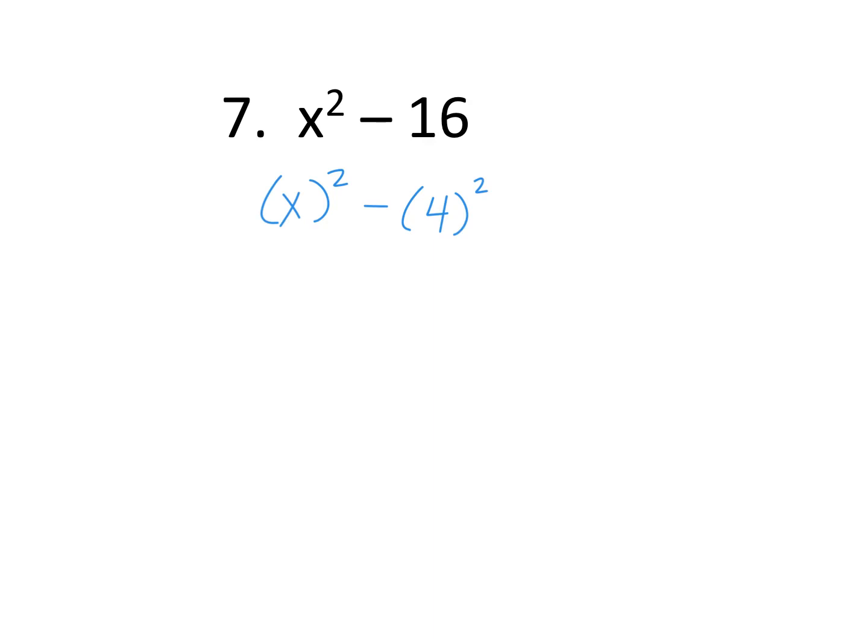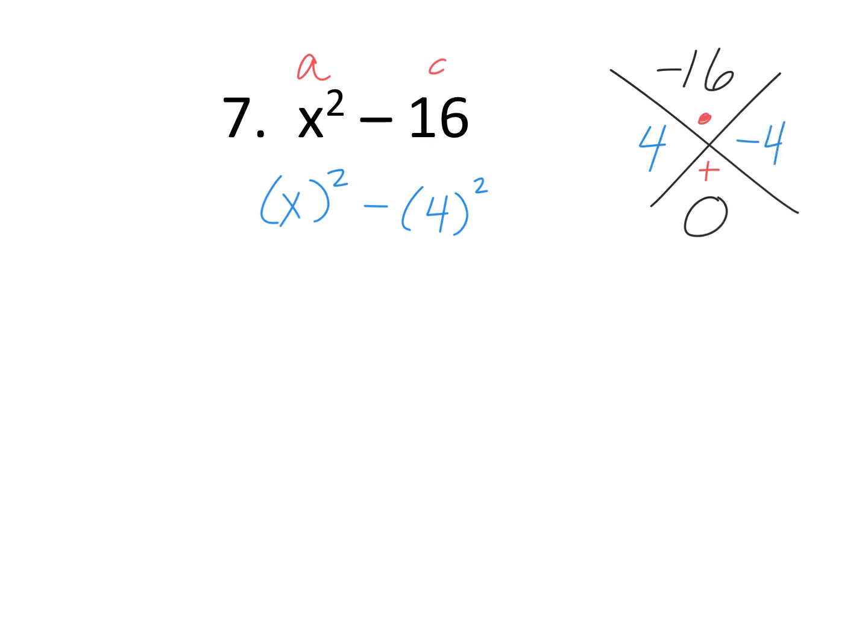We'll do difference of squares and do the shortcut in a second, but I want you to understand why this makes sense. What you have here is your a and your c, which means that your b is 0. So your two numbers multiply to negative 16 and add to 0. What are my two numbers that multiply to negative 16 and add to 0? You just talked about it. It's kind of like the last one. Negative 4 and positive 4. So 4 times negative 4 is negative 16. 4 plus negative 4 is 0.